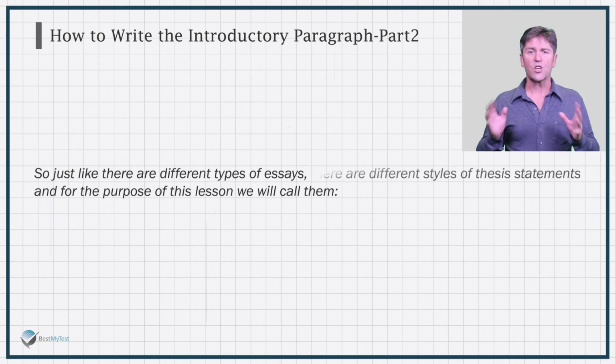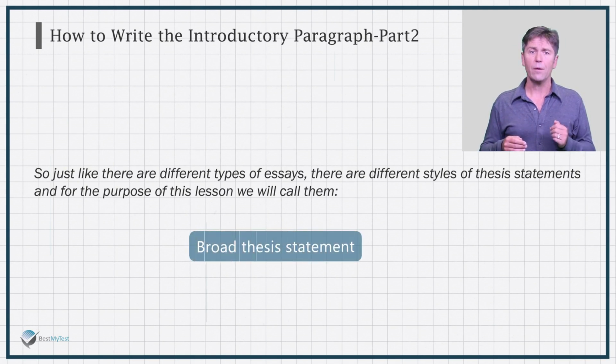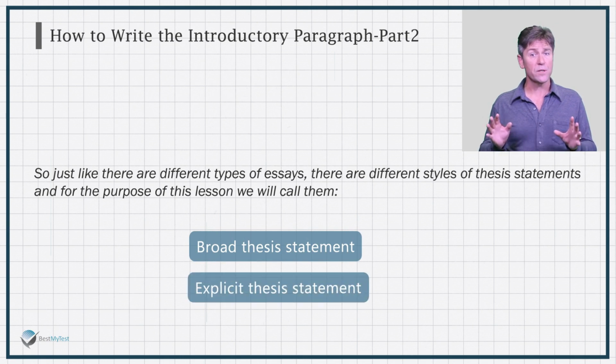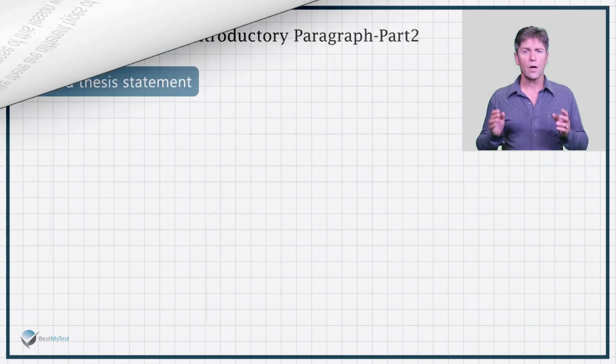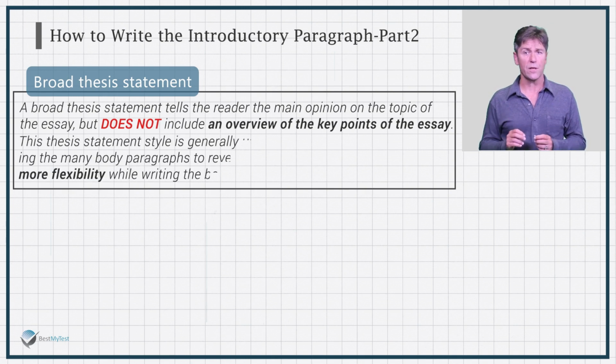Okay, so just like there are different types of essays, there are different styles of thesis statements, and for the purpose of this lesson, we will call them, number 1, broad thesis statements. Number 2, explicit thesis statements. A broad thesis statement tells the reader the main opinion on the topic of the essay, but does not include an overview of the key points of the essay.